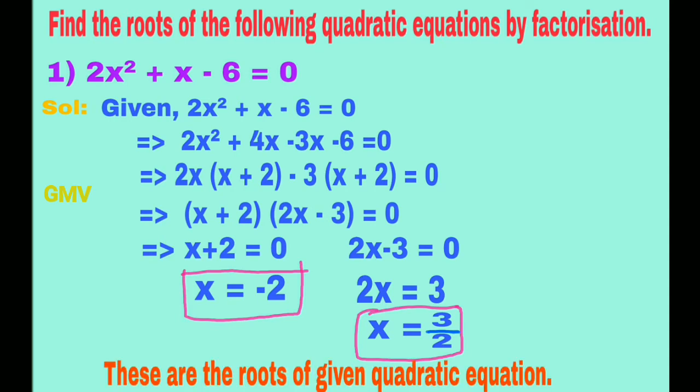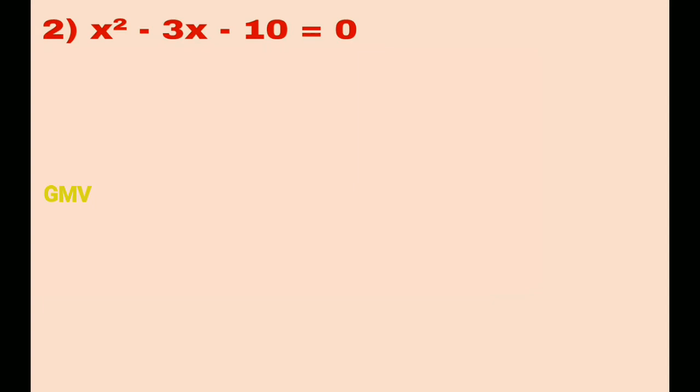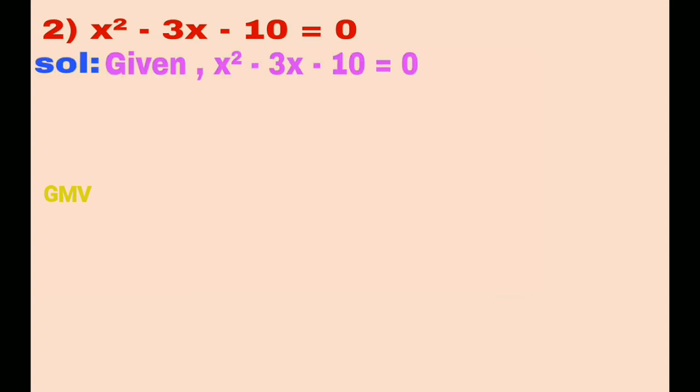See the next problem. X square minus 3x minus 10 is equal to 0. In the solution, write the given as it is. X square minus 3x minus 10 is equal to 0.